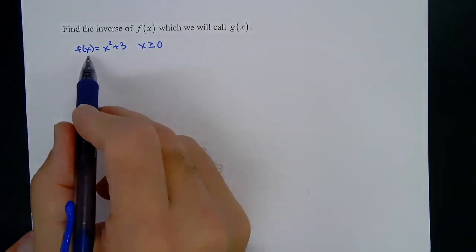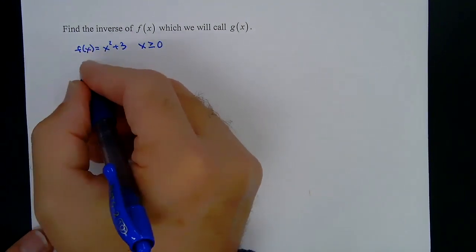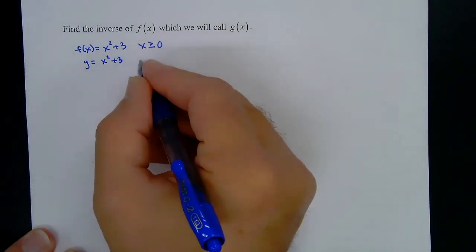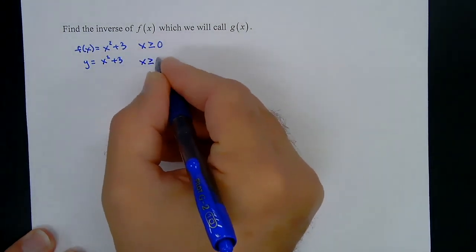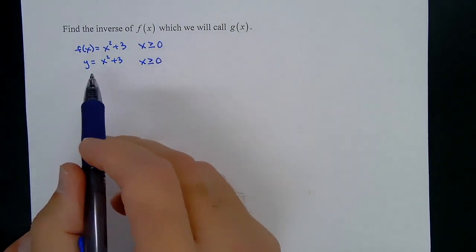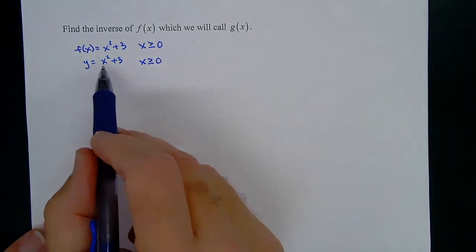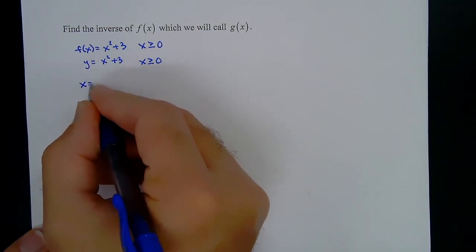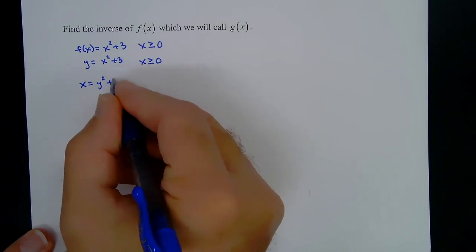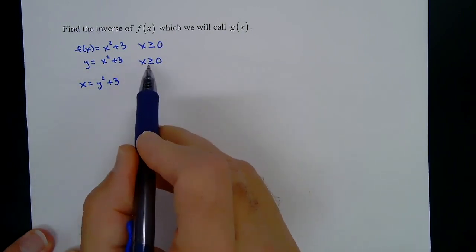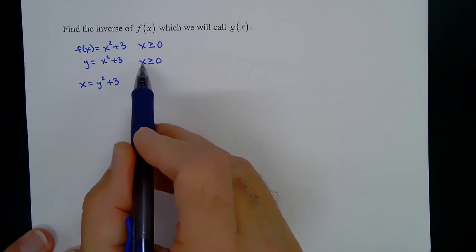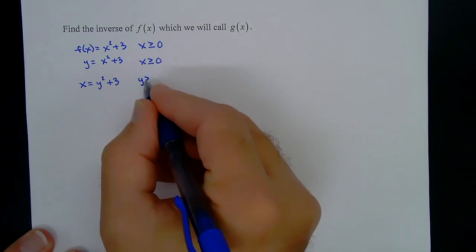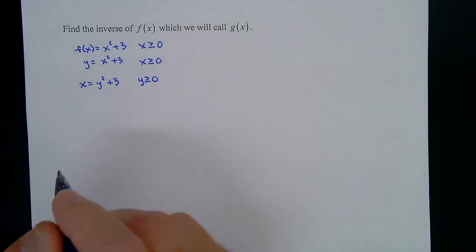Okay, so we switch the f of x to y. So now we have y is equal to x squared plus 3. We still have x being greater than or equal to 0, all right? And then to do this, if you recall, we switch the x and the y, because that's what happens. So this y becomes x, and so we get x is equal to y squared plus 3. And this restriction that was on the domain, now this x gets swapped out to a y. So it's y that has to be greater than or equal to 0 for this, all right?